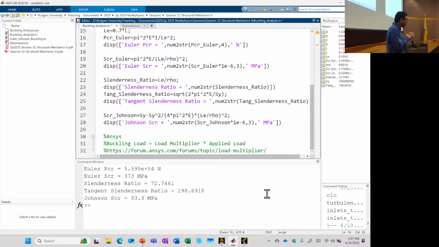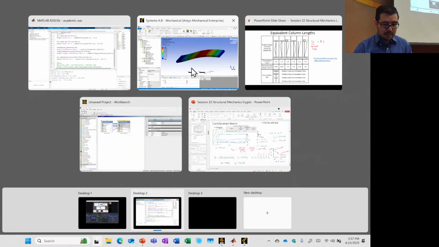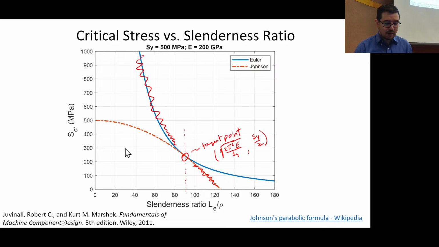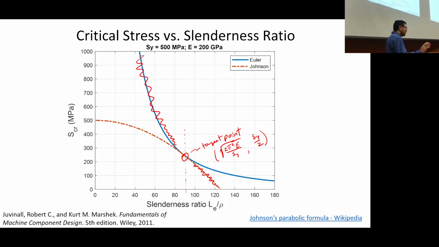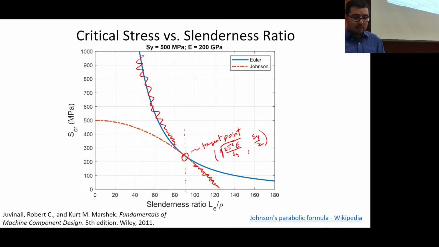So actually, for this system, if we look at this graph, the slenderness ratio is to the left of the tangent point for that system. And so even though it comes out really well, you would want to use the tangent. You would want to use the Johnson formula, okay?